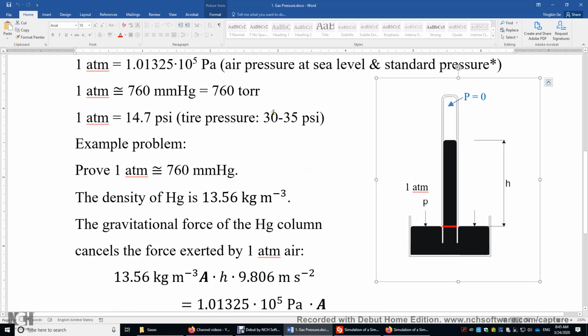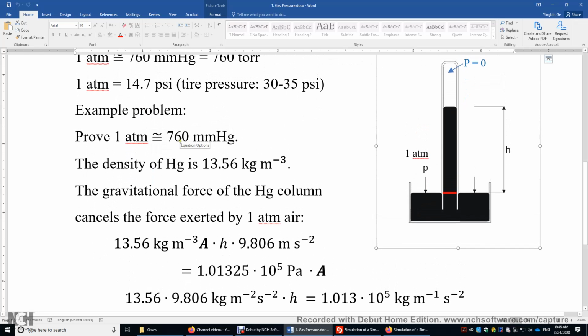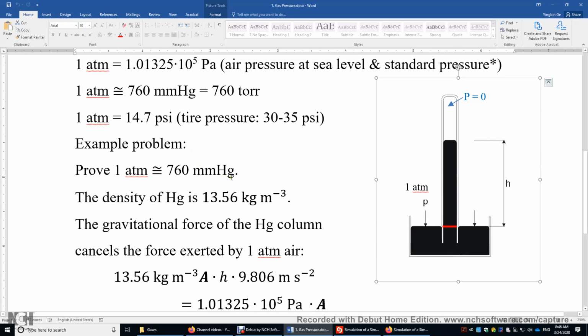Your tire pressure is typically between 30 to 35 psi. And 30 to 35 psi is roughly 2.1 to 2.4 atm. So you can just use 30 divided by 14.7 or 35 divided by 14.7 to get the value in atm. Now let's look at one example problem. We're going to prove 1 atm is roughly 760 millimeter mercury.